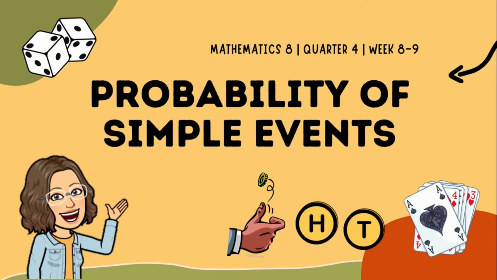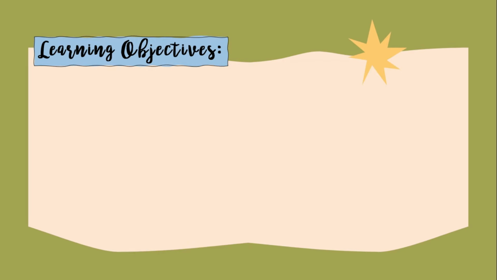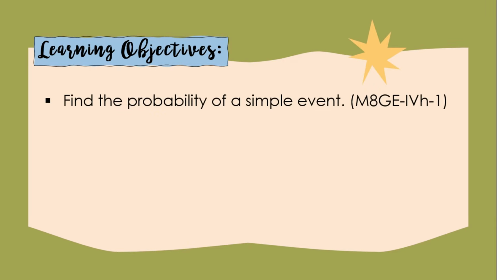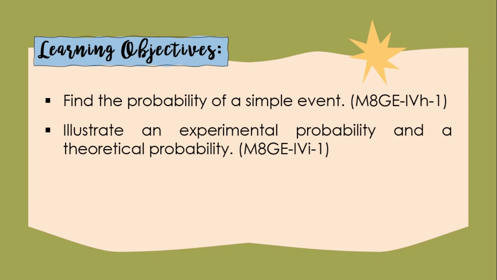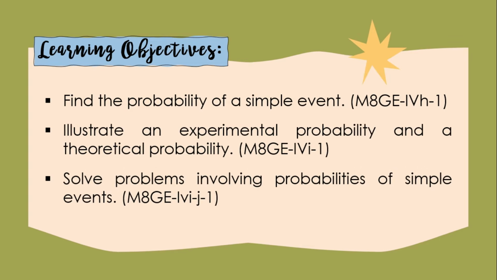We are down to our last lesson for this quarter, which is the probability of simple events. At the end of this lesson, you are expected to find the probability of a simple event, illustrate an experimental probability and a theoretical probability, and solve problems involving probabilities of simple events.